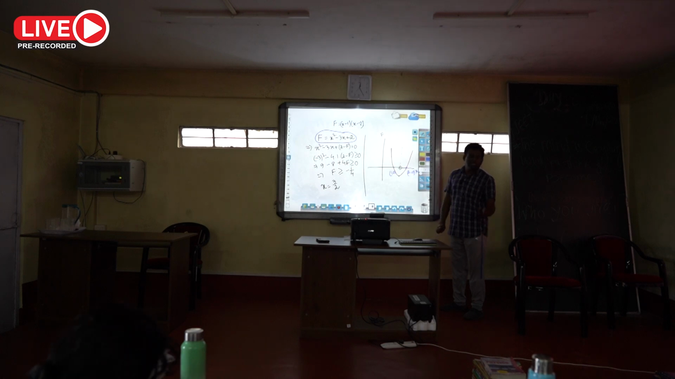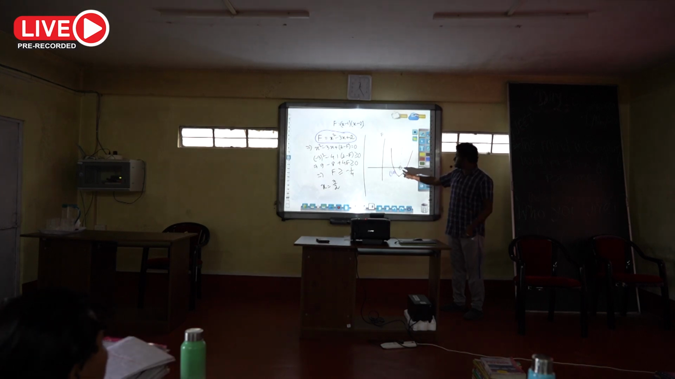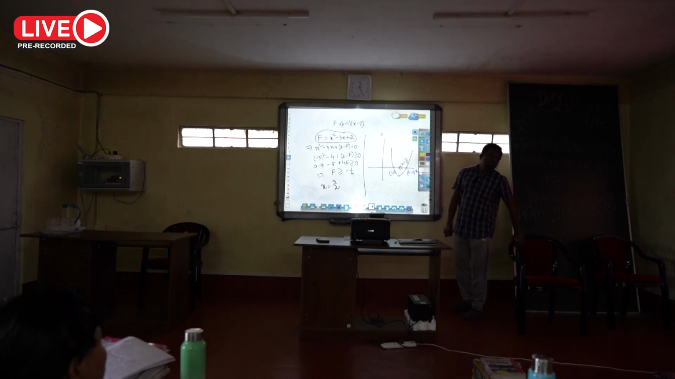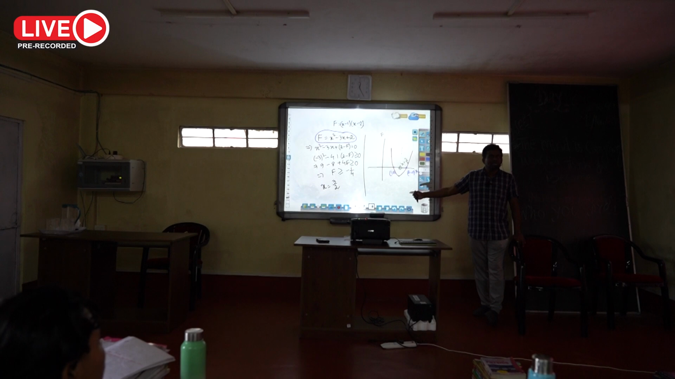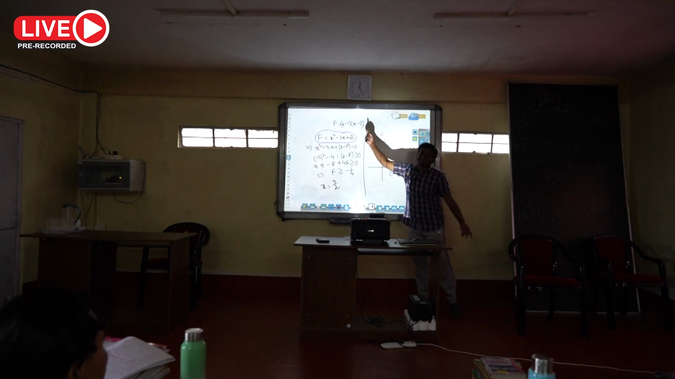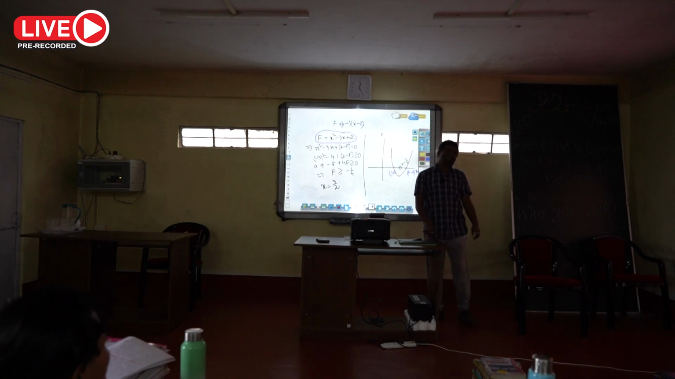Since it is symmetric and it is just the midpoint, this value of x will be 3 by 2, meaning the average of 1 and 2. The average of 1 and 2 will give you that point where the value of f will be minimum. So we got 3 by 2. Now put it in this equation out here, you will get minus 1 by 4.